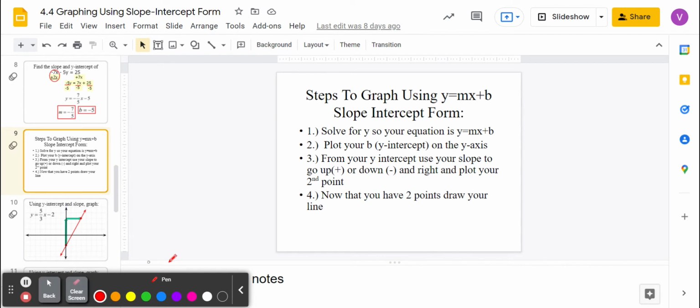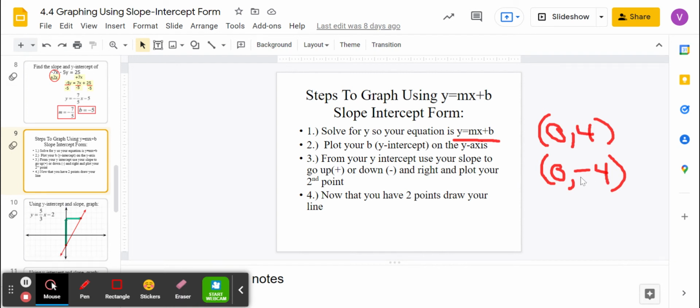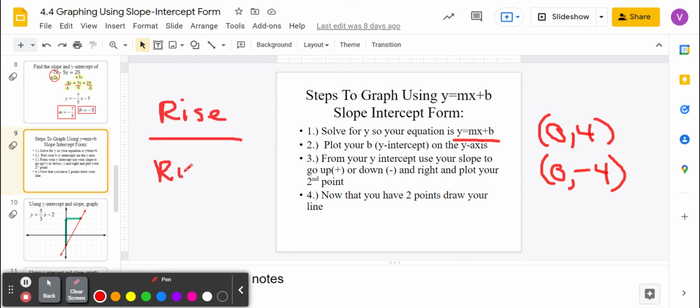So let's look at our steps. Step 1 says to make sure it's in slope-intercept form. Step 2 says to start with your y-intercept. So if the y-intercept is like +4, that's going to be on the y-axis, and that's going to be 0, 4. If your y-intercept was -4, it's going to be 0, -4, which also falls on the y-axis. All right, once you have that information, that's going to be your starting point. You then want to use your slope, and you're going to do the rise over run. So you want to do a vertical change first, followed by a horizontal change to get to your next point. Once you have 2 points, you are able to graph your line, and you're good to go.